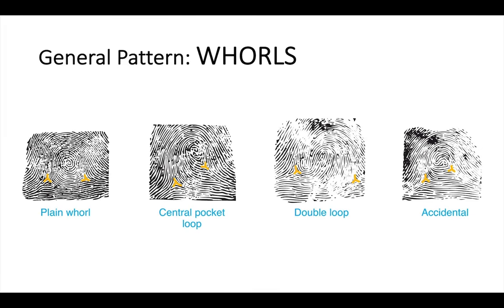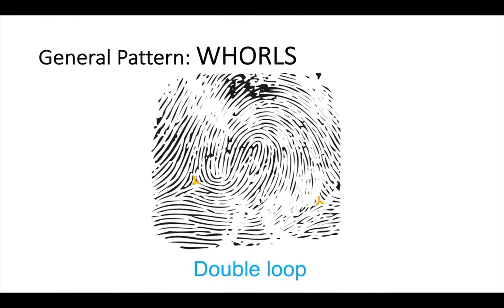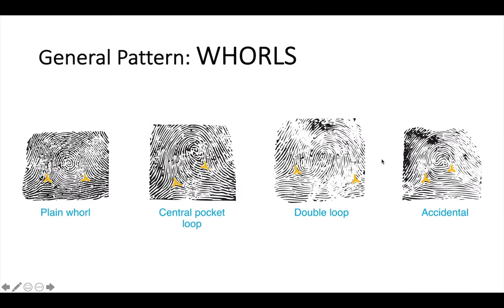All right, moving right on. We got the double loop whorl. And this is pretty easy to find. In a double loop whorl, again, you can find your deltas, but inside it looks like you have two cores that are sort of swirling, kind of like a yin yang. It's a whorl because you have two deltas, and it's a double loop whorl because you have these two cores on the inside. Kind of looks like a yin yang. That's your double loop whorl.